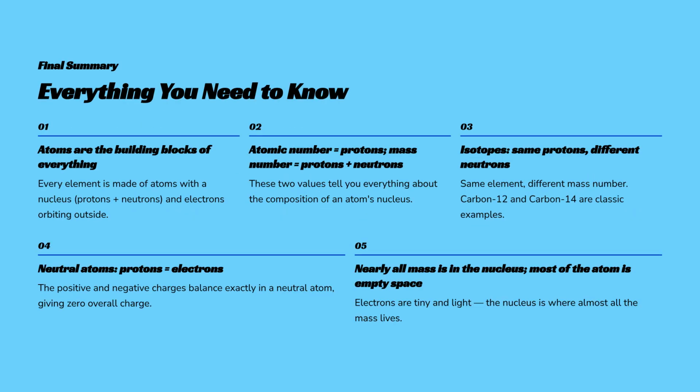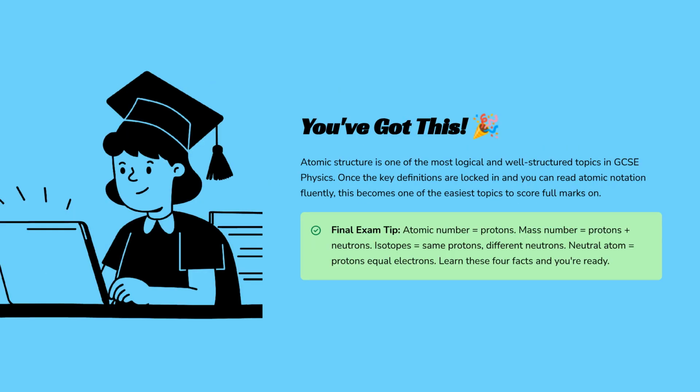To summarize, atoms are the fundamental building blocks of matter. The nucleus contains the mass, while electrons define the chemistry. Remember the rules for calculating neutrons, identifying isotopes, and maintaining neutral charge to excel on your exam. You have got this. Mastering atomic structure is all about logical relationships between protons, neutrons, and electrons. Keep your definitions clear and your calculations sharp, and you will be well prepared to score full marks.